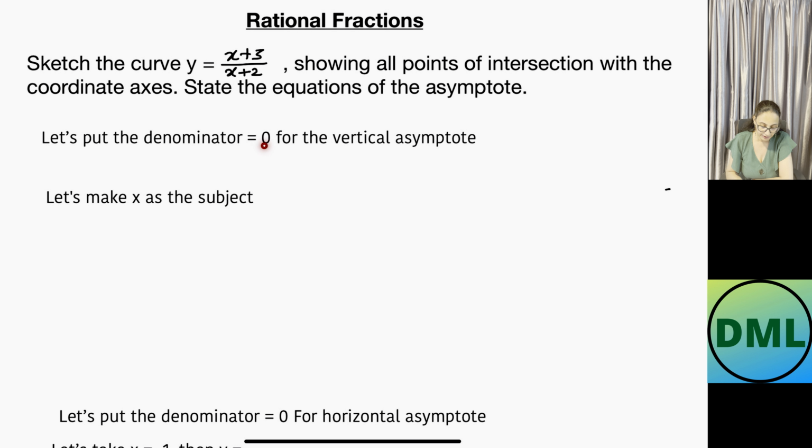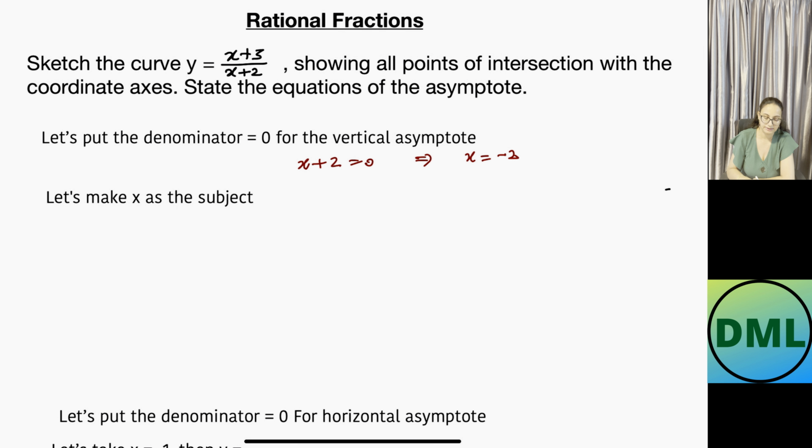Let's put the denominator equal to 0 for the vertical asymptote. What is my denominator? My denominator is x + 2. Let's put x + 2 equal to 0. My x value will be given as minus 2. This is my vertical asymptote.